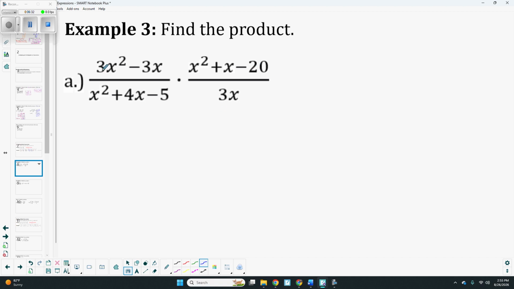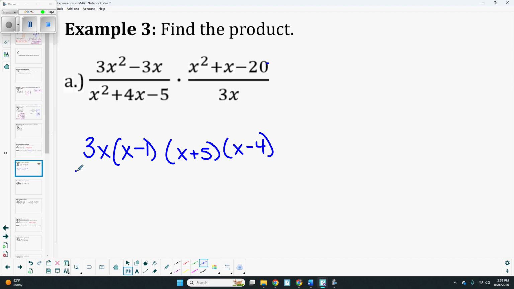So this 3x squared minus 3x has a GCF of 3x in it. And then I'm left with x minus 1. And I'm just going to keep going across the top, and I'm going to factor this part as well. So times to negative 20 adds to positive 1 would be x plus 5 and x minus 4. So that is my numerator all factored out.